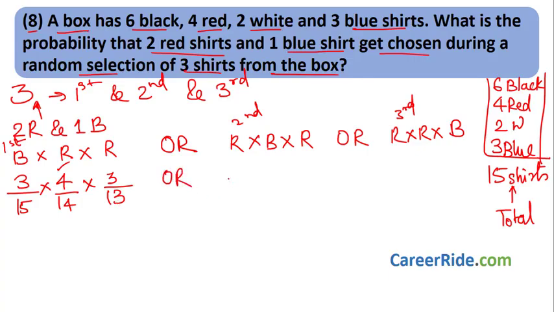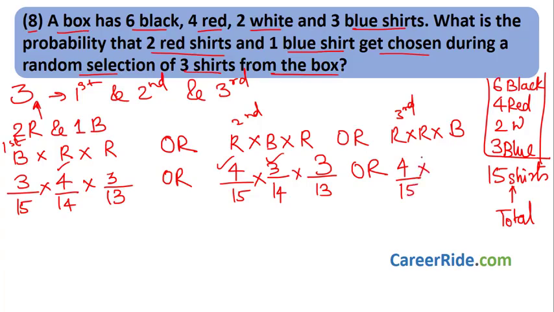Or what can I do? I can have red shirt first, 4 possibilities divided by 15. I can have blue shirt second, 3 blue and 14 shirts remaining because I have already chosen one shirt over here, multiplied by 13 shirts remaining because 2 have already been chosen. Now again I want red shirt, already one red has been chosen, 4 minus 1, 3 remain. Or I can choose a red shirt, 4 by 15 multiplied by, again I choose a red shirt, already one red shirt is gone, so only 3 remain divided by 14, one shirt is already in my hand, multiplied by blue shirt, 3 blue shirts are there, divided by, out of 14 again one shirt has already been chosen over here, so only 13 remain.